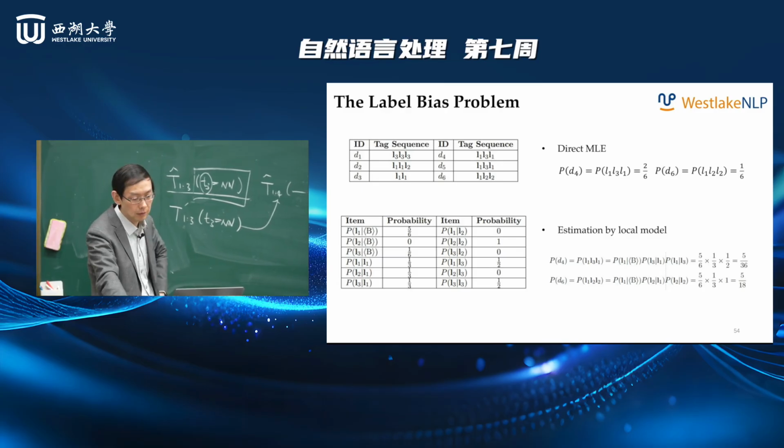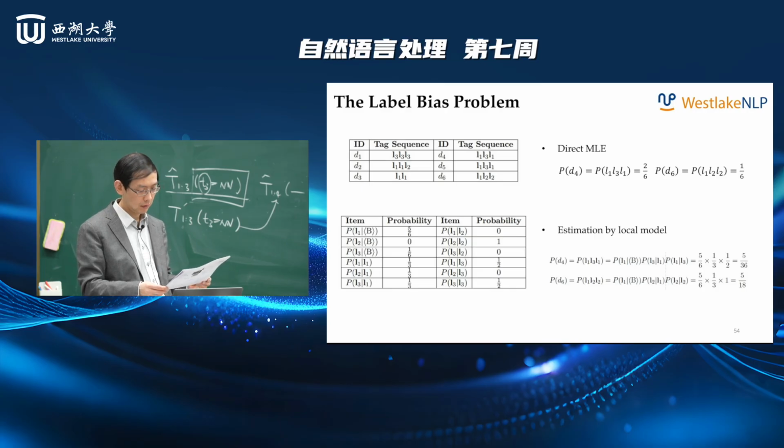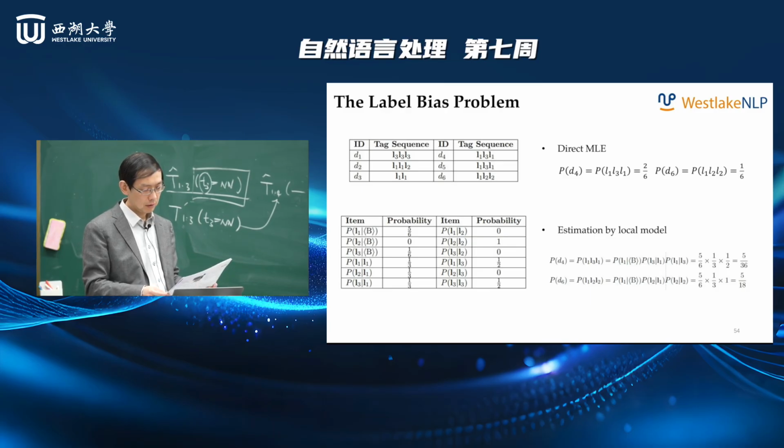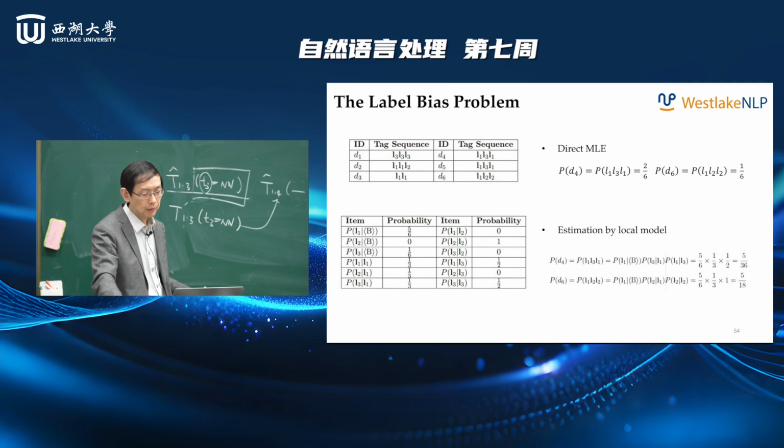Unfortunately, I don't have time to calculate everything together with you, okay? But there's one thing you note. Let's look at P(L2 given L2), okay? If the previous tag is L2, what's the probability of all tags? Now, how do you count this probability?